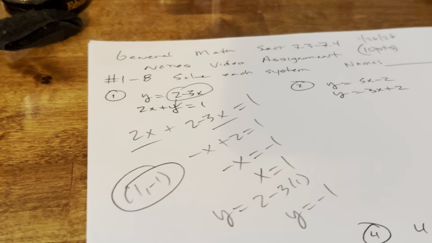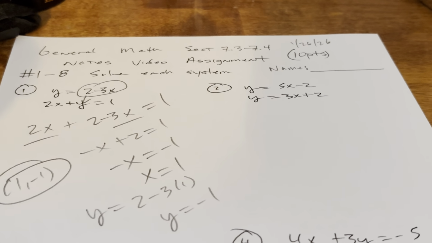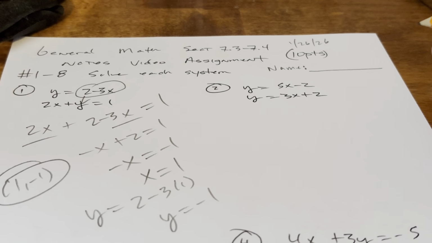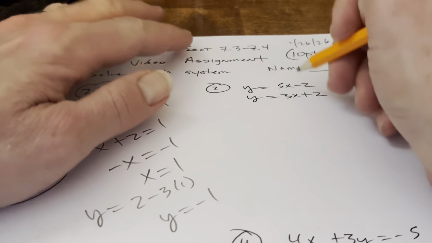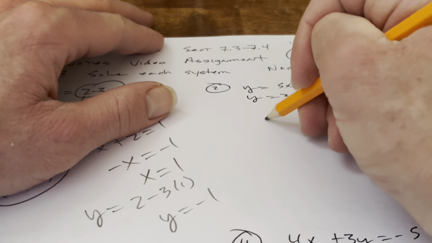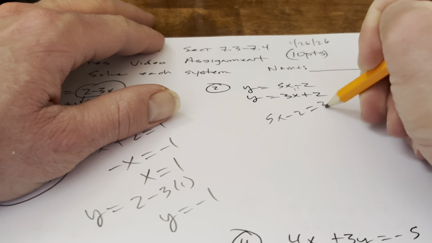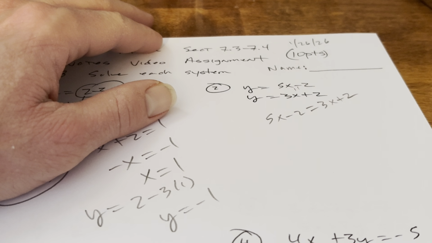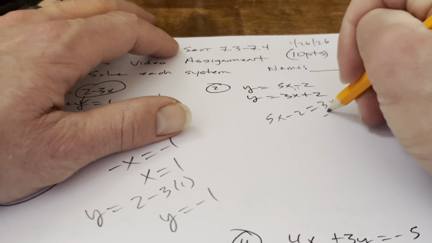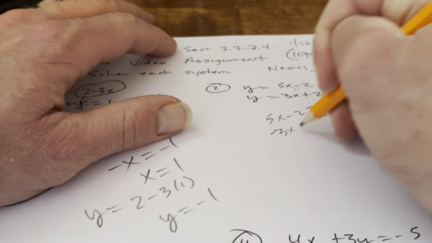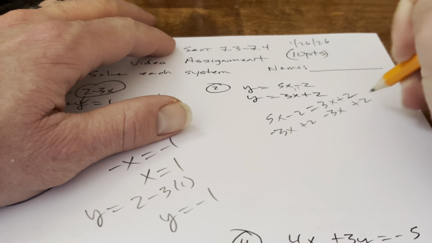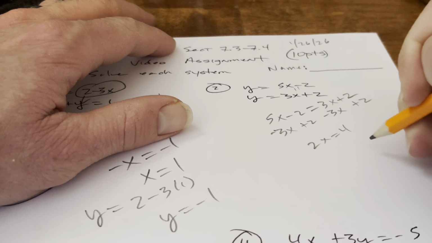All right, so that's an easy substitution. Back in college algebra, this was the easiest substitution one. If y equals this and y equals that, then this and that must be equal to each other. So we're going to set 5x minus 2 equal to 3x plus 2. I've got more x's on the left side, so I'm going to subtract 3x while I add 2 to both sides. 2x is equal to 4.